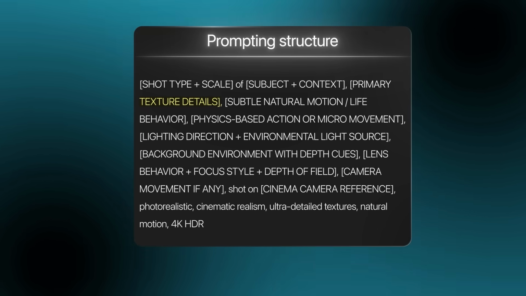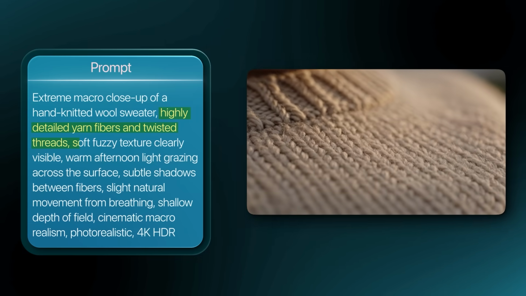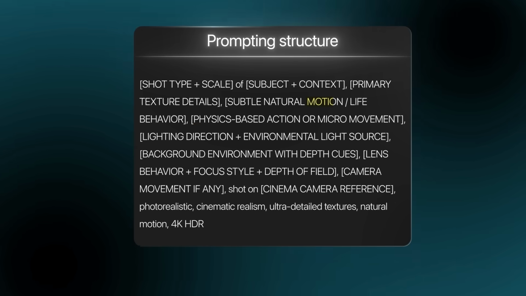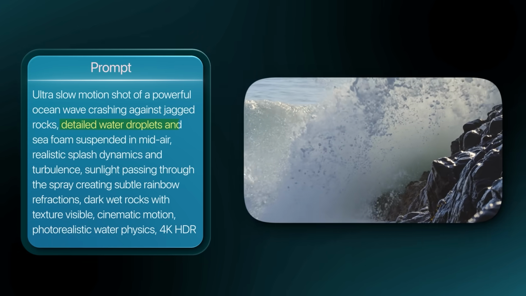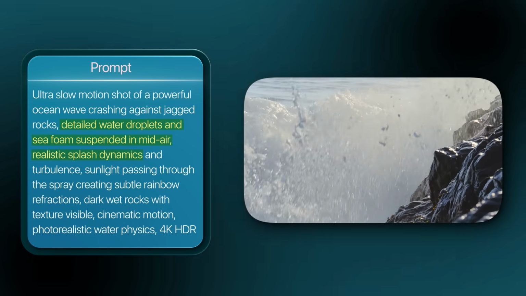Next is texture details. This is where most people fail with AI video. Instead of just saying wool sweater, we layer in specific words like highly detailed yarn fibers, twisted threads, and soft fuzzy texture. These force Kling to generate at a much higher level of detail than it would by default. Then we have motion and physics. Generic motion prompts give us generic results. So instead of water splashing, we'll say detailed water droplets and sea foam suspended in midair with realistic splash dynamics. The more specific we get with motion, the better the output becomes.